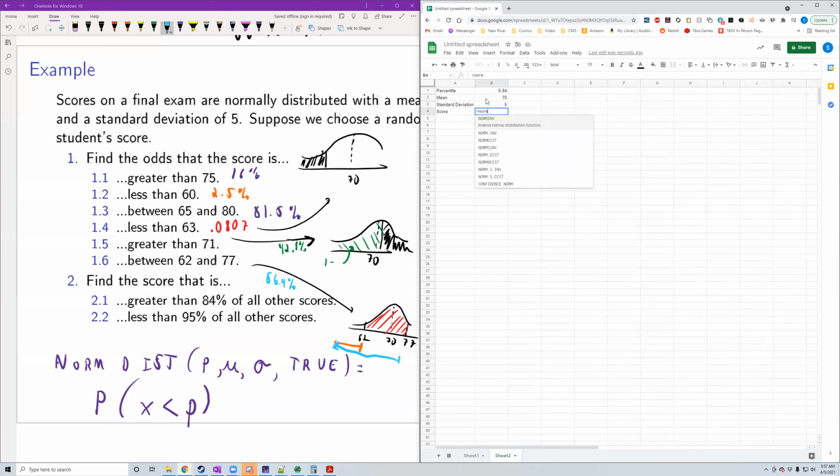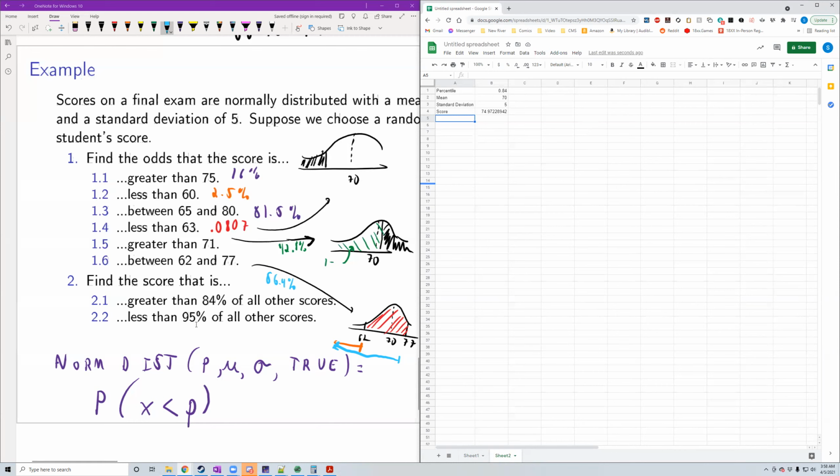The function we're looking for is norm_inv. And again, I don't care whether or not you use the dot. It's an identical function. But you don't want the one with the s, because that would be for a standard. If you use this one, it would give you out a z-score. If you use this one, it will give you out an x value. Let's use this one here. So we would put in this percentage, this score, this standard deviation. And it tells us that a score of about 75 would end up being greater than 84% of all other scores. This makes sense because we looked at 84% earlier and saw that that was one standard deviation away. So we got about 75. That was what we expected.